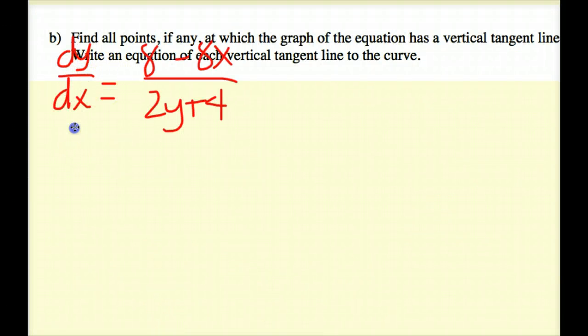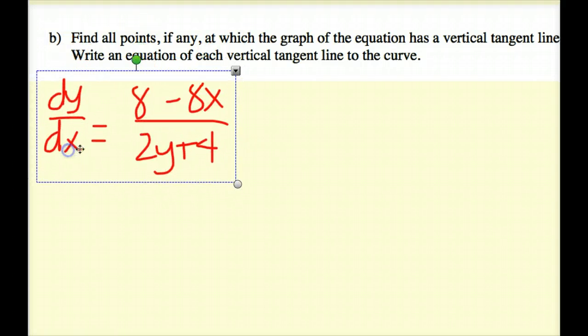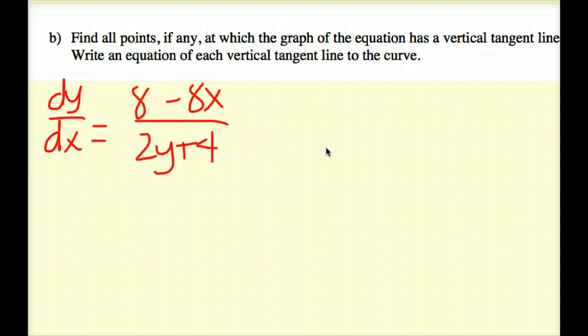It says, find all points, if any, at which the graph has a vertical tangent line. Write the equation of the vertical tangent line. Just to draw a picture and to make sure we understand what a vertical tangent line is, I'm going to take my pen. A vertical tangent line is any time I have a graph like this and I notice the line is vertical, up and down. So if I want to find something that's undefined, or a vertical tangent line, what do you think I need to set equal to 0 for the derivative?